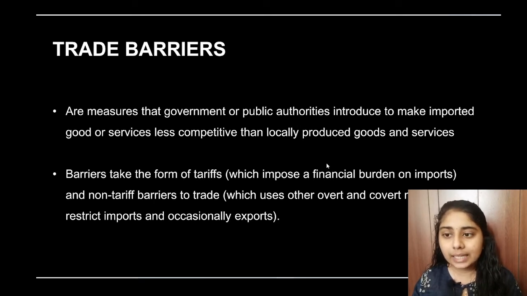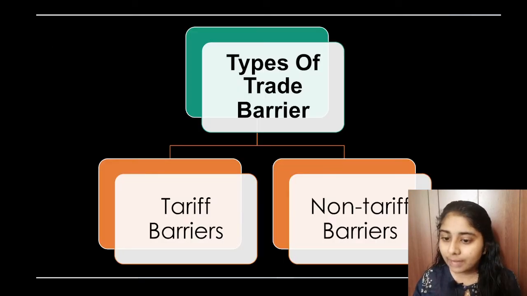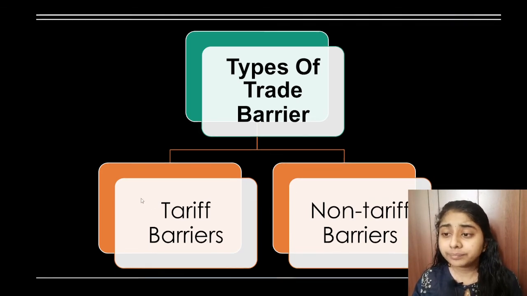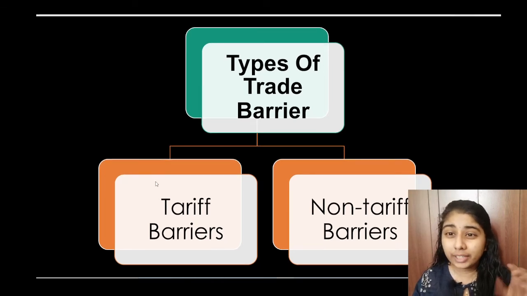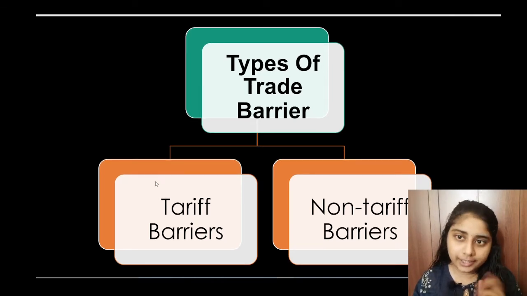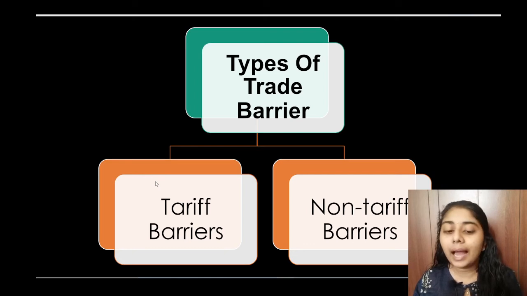Barriers take the form of tariffs, which impose a financial burden on imports, and non-tariff barriers to trade, which use other overt or covert means to restrict imports and occasionally exports. Okay, so we can see trade barriers are of two types. First one is tariff barriers and second one is non-tariff barriers. A tariff barrier is when we are putting a financial burden on the goods imported, and non-tariff barriers are other than financial burdens.